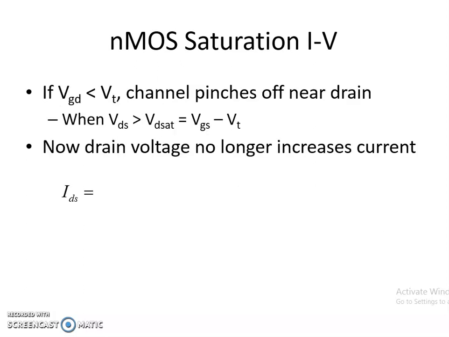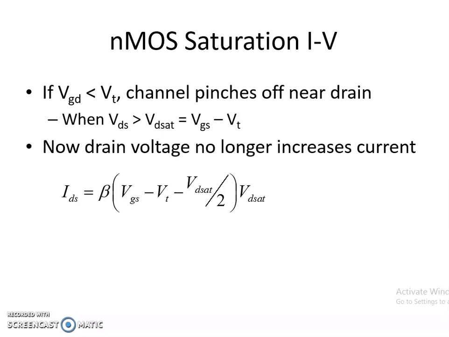So we can say that if VGD is less than the threshold voltage, the channel pinch off phenomenon occurs near the drain. That voltage we can call VDsat, that is VGS minus VT. Now the drain voltage no longer increases the current. It does not depend on the drain voltage VDS. So it depends upon VDsat now.